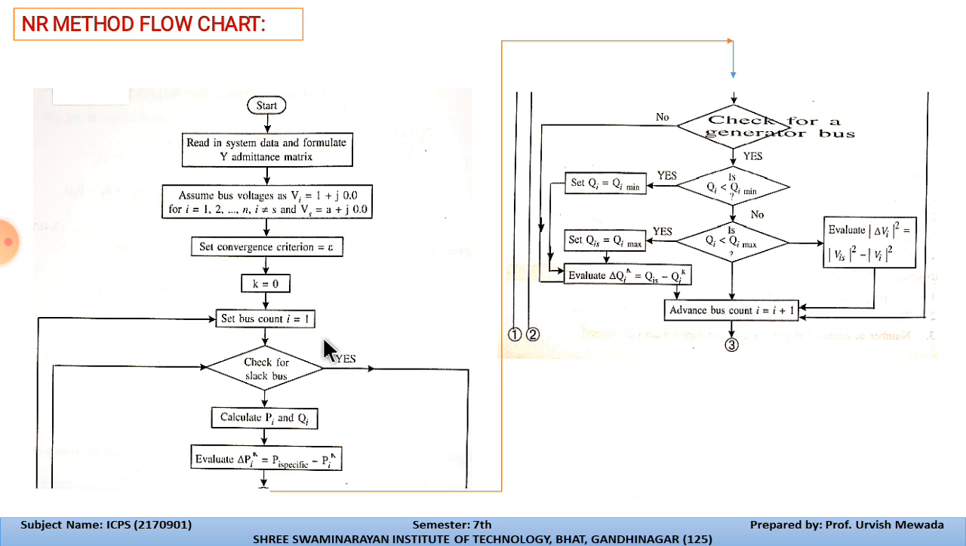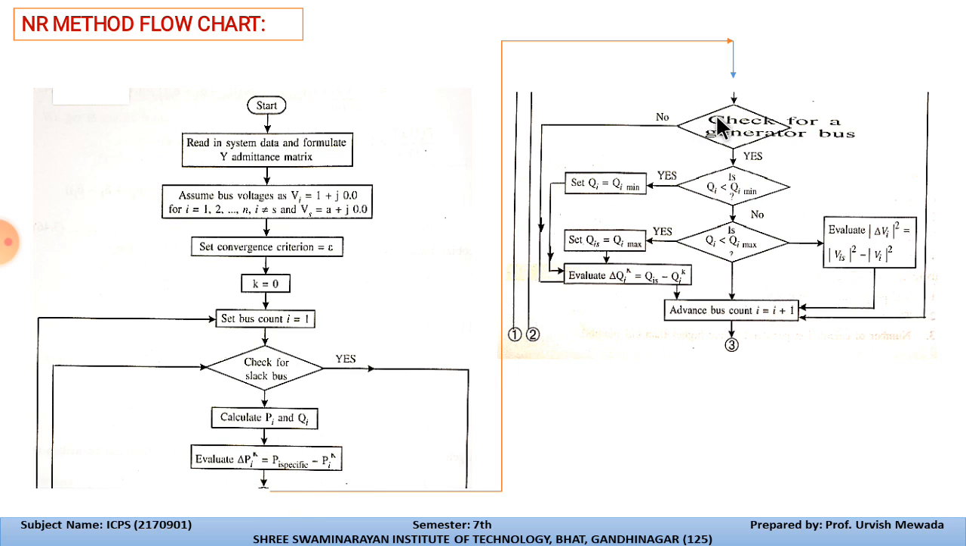And if the answer is no, then the system will calculate Pi and Qi, and evaluate delta Pi for the kth iteration, that is Pi specified minus Pi k. So this is the value for the nth number of buses. From that we can have the value of change in the power.